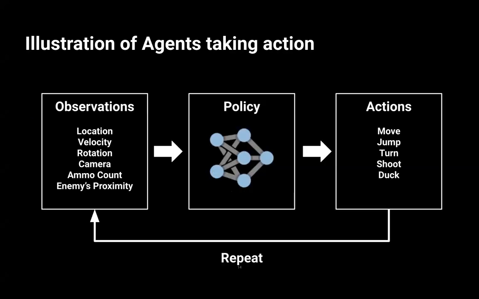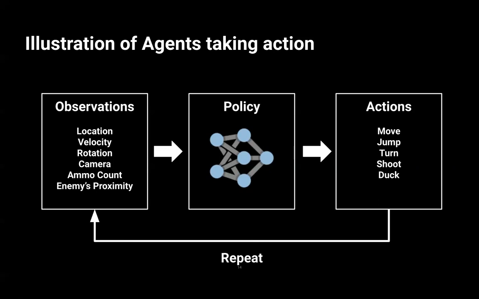Now let's take a look at what an agent would do in a game. So for instance, an example would be a shooting game, a first-person shooter. For instance, the observations, now again, the agent can't see the whole level, right? So it can't see where all the enemies are, but it could see enemies that are close to it. It could have maybe the view of the camera, and it could have its location, velocity, maybe how much ammo it has.